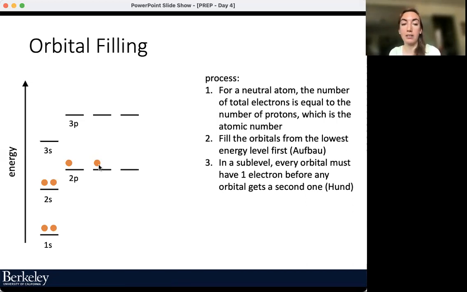So that sixth electron is going to go right here. And so the next one, by the same logic, is going to go over here. So now each of these has one electron. So now we can start giving them their second electron. So when we have to add one more electron, it's going to go right here. Does this make sense? Does anyone have any questions on how we got here?